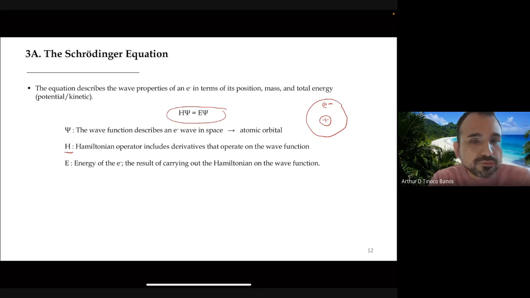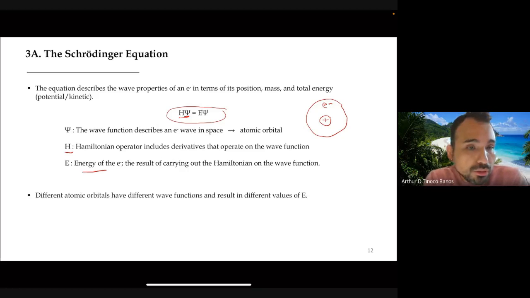This mathematical function includes derivatives, right? That term you all heard in calculus, that operate on the wave function. So this is something that is applied to the wave function. The output of this mathematical formula is that you are able to determine the energy of the electron. Essentially, your result from this mathematical function is a value of energy times the original wave function. Again, that energy has to do with the total energy for the electron.